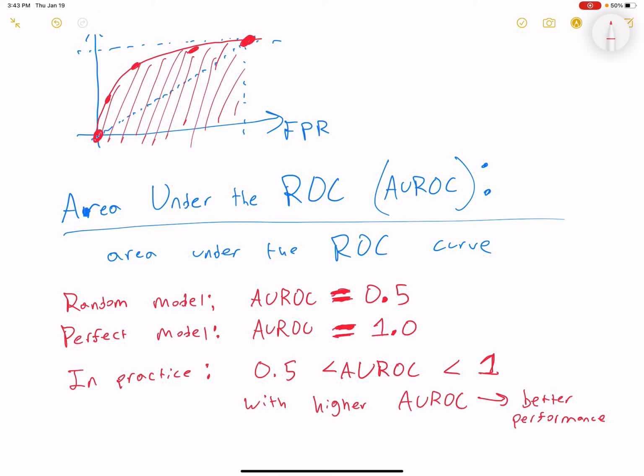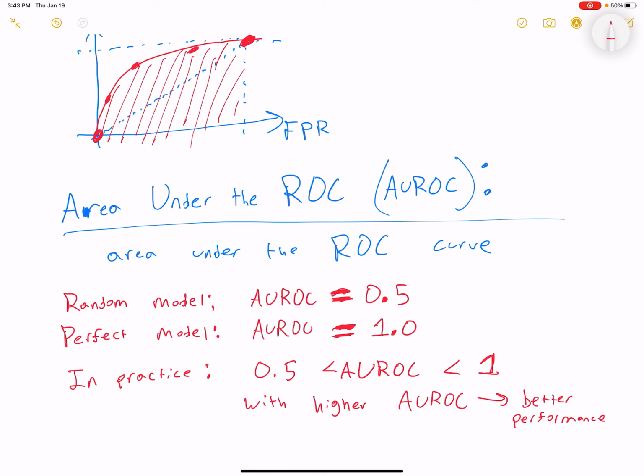It's easy to visualize, so a lot of times in machine learning papers you'll see these plotted, and it's a nice thing to do for your project. But it's also quantifiable. It's a number between 0.5 and 1, and that's easily comparable when you take the area under that curve. So that's why machine learning people love AUROC.